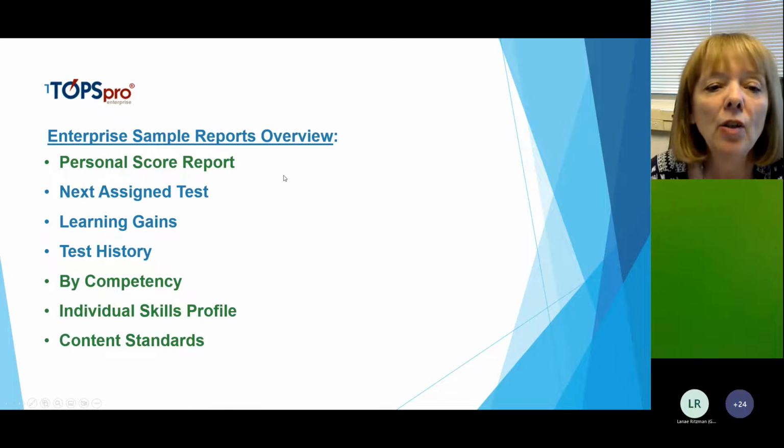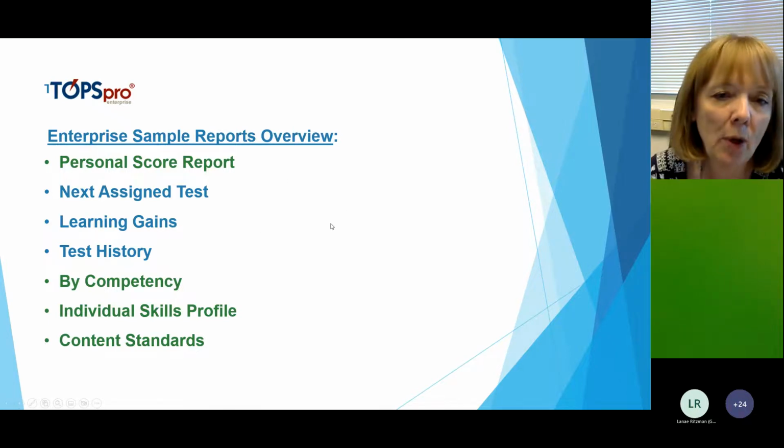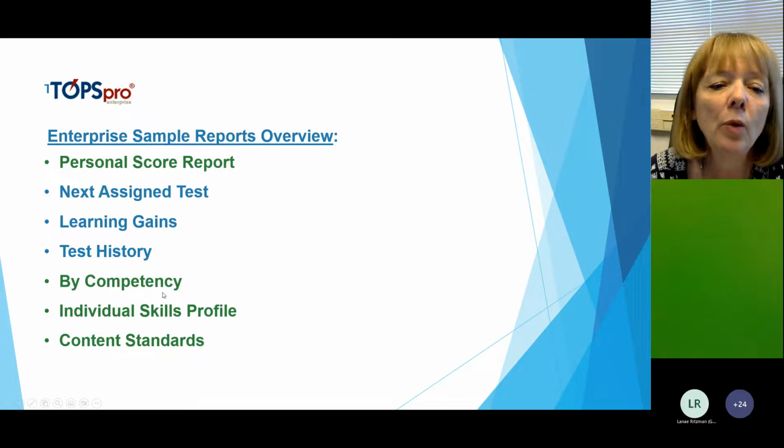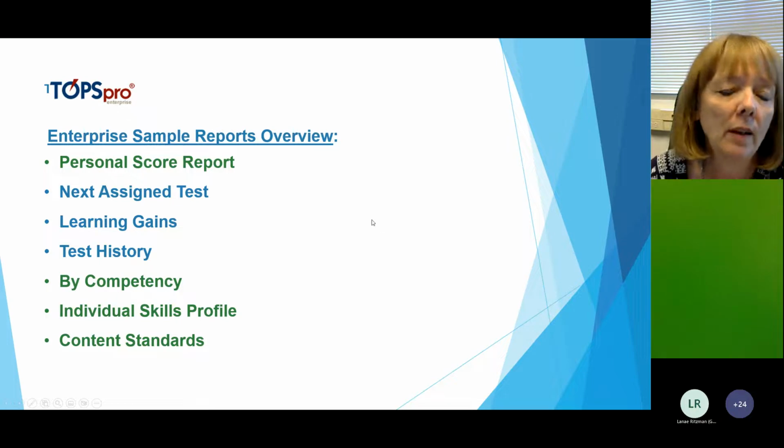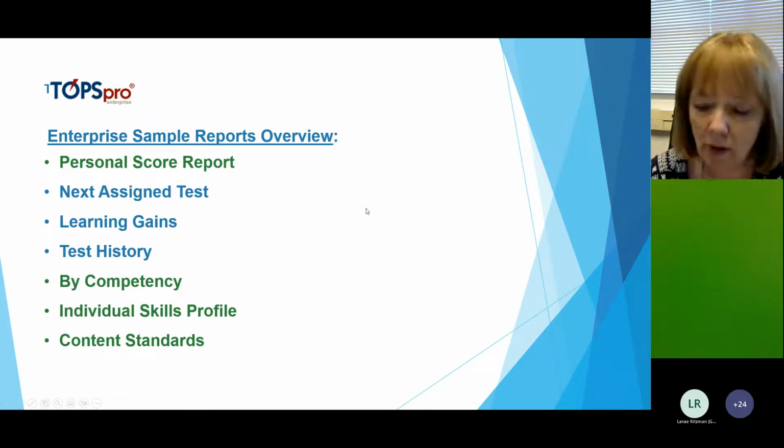So I put in green the ones that you'd use the most. Personal score report, we'll see a copy of that. The test history we have really nicely on TOPS Pro Enterprise, but that could be useful. Learning gains could be interesting too, but these green ones are the ones that I find we need the most.